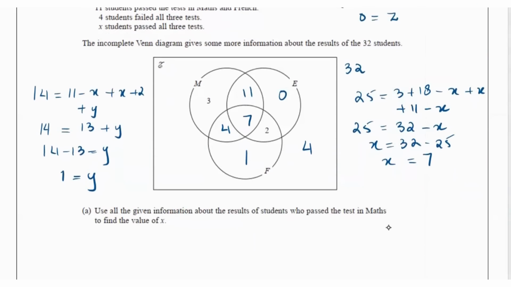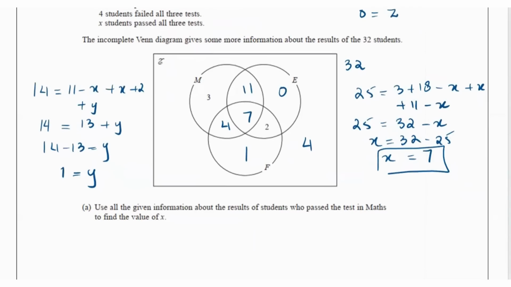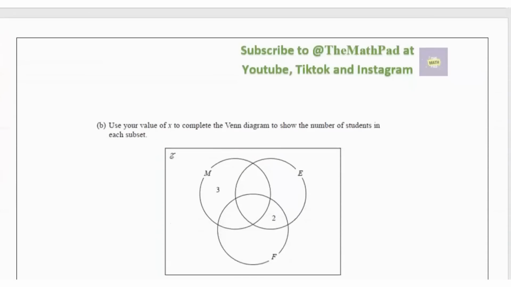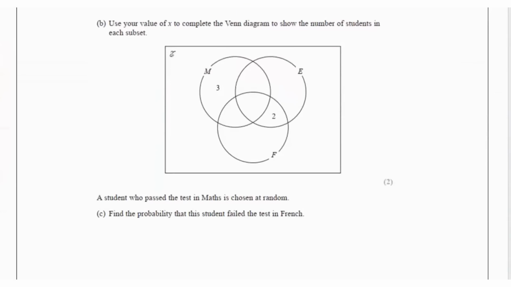Use all of the given information about the results of students who passed the test in maths to find the value of x, which we just did. That's x equals 7. Then use your value of x to complete the Venn diagram to the number of students in each subset. So, like I said, this is 11, 7, 0, 4, 1, and this is 4 outside.